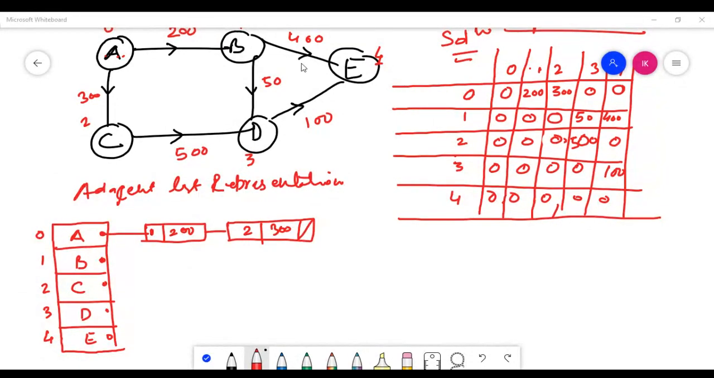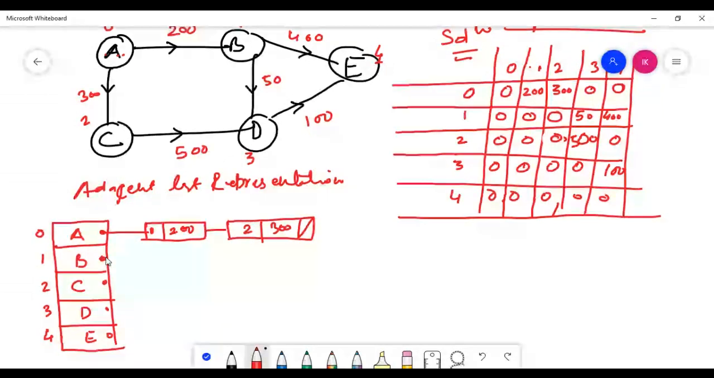Next, from B, I can go to E, I can go to D. So I will go to E, which means 4, and 4 means 400. After that, I can go to D, that is 3, and that is 50. Okay, and then you can close this, because after that we do not go anywhere.